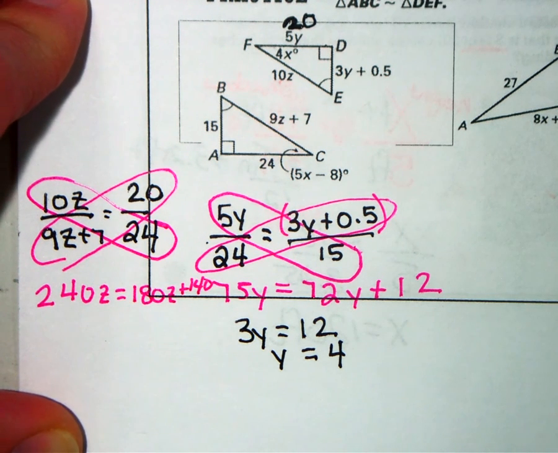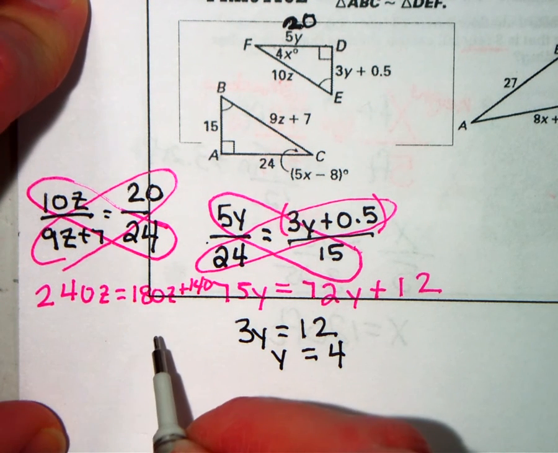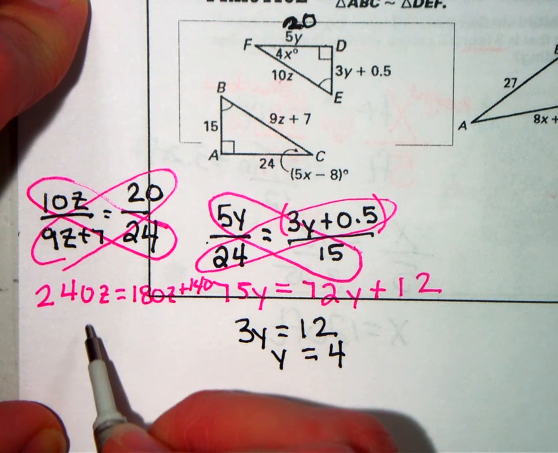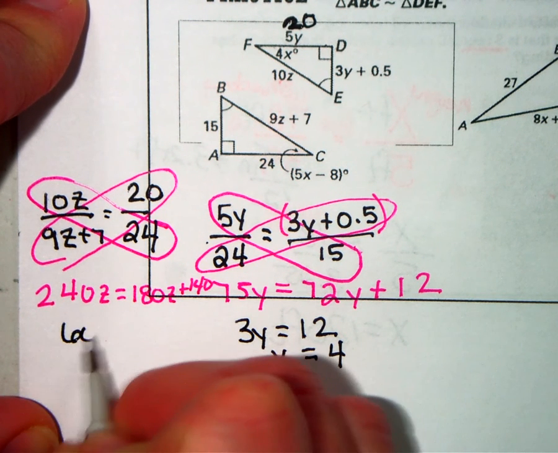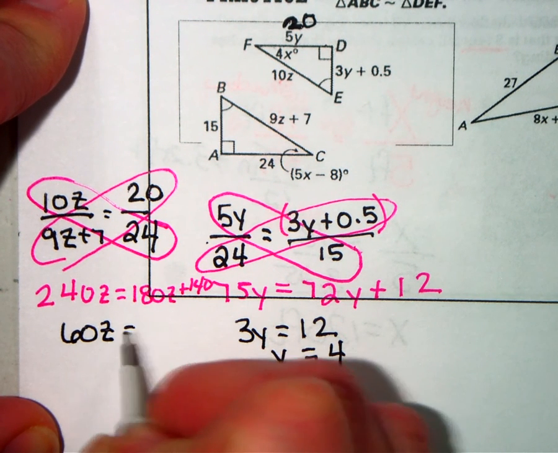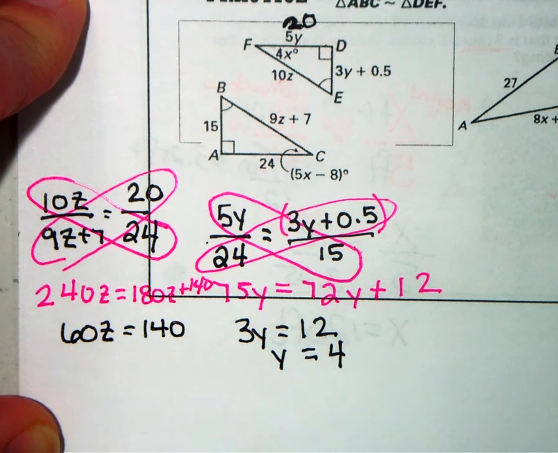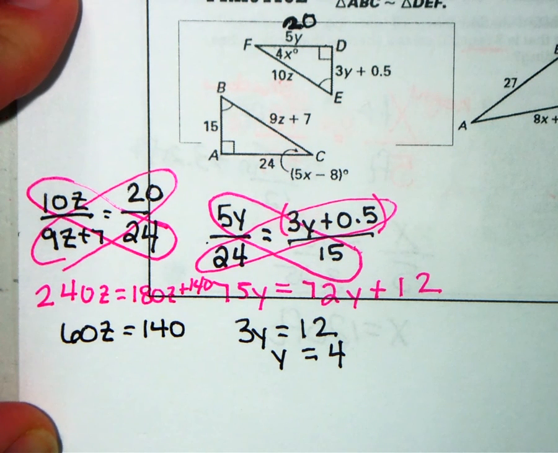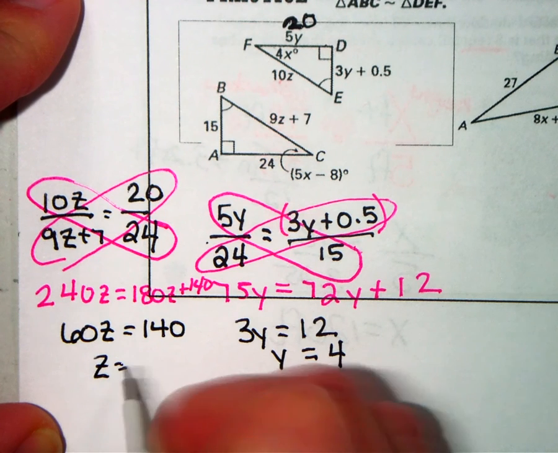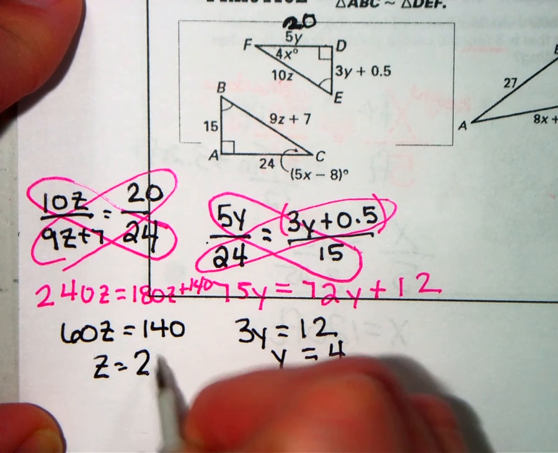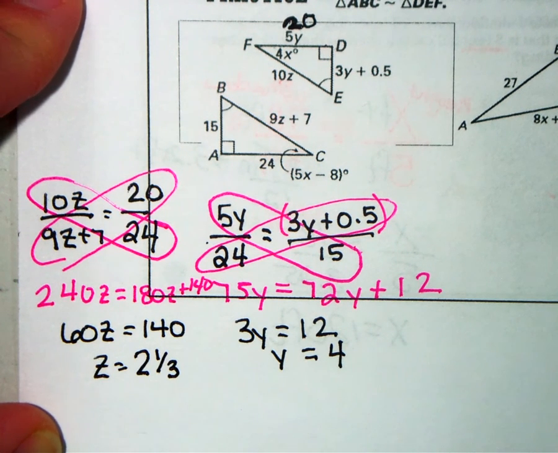Okay, so then I'm going to subtract 180. So 240 minus 180 is 60z. Divide 140 divided by 60. And that gives you 2.3 repeating, which is 2 1/3. Okay.